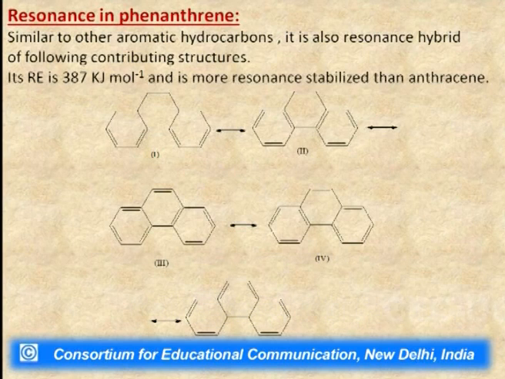Then comes resonance in phenanthrene. Since phenanthrene is an aromatic hydrocarbon, it is also a resonance hybrid of the following contributing structures. So 5 resonating structures can be drawn. Its resonance energy is about 387 kilojoules per mole, and you can see in the structures that in most of them we have at least 2 benzene rings intact. So the structures which have 2 benzene rings are more stabilized and will contribute more towards the hybrid of phenanthrene.